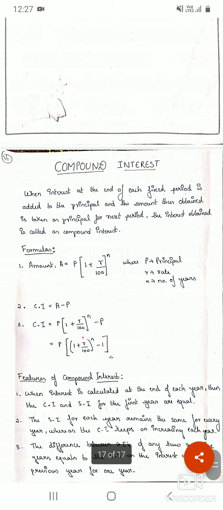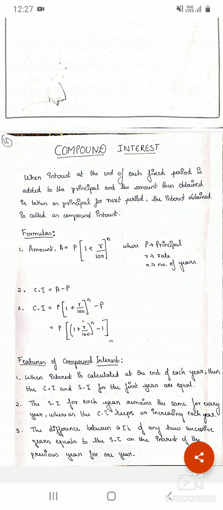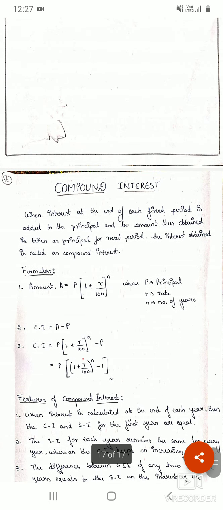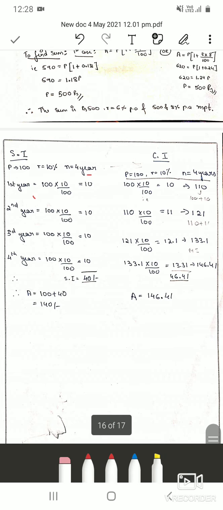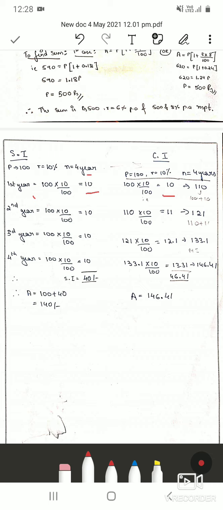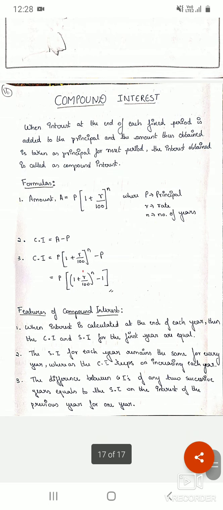So now there are a few features of compound interest, or you can say the properties. When interest is calculated at the end of each year, then the compound interest and simple interest for the first year are equal. So here you can see for the first year, we got the same interest in case of compound interest as well as simple interest, that is 10 rupees. This is your first property, that is when the interest is calculated at the end of each year, then compound interest and simple interest for the first year are equal.